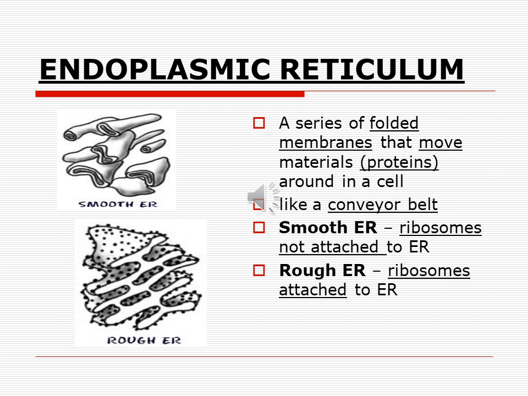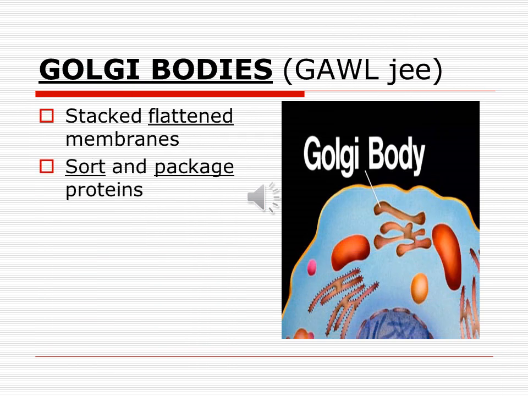The endoplasmic reticulum is a network found inside the cell and always in motion, folded membranes that move material, protein, around the cell. There are two types, smooth without ribosomes or rough with ribosomes attached to it. The Golgi body or Golgi apparatus has stacked flattened membranes that sort and package protein. It will sort types of protein and package them before they go outside the cell.